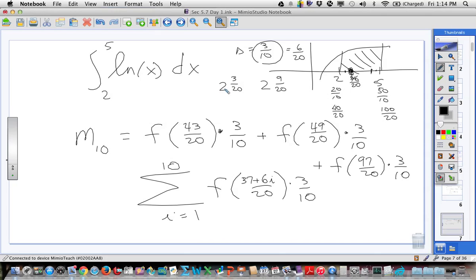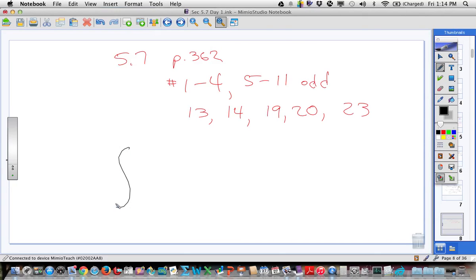Our main objective here is starting with an integral and writing its equivalent sigma. Next Monday, we'll go the reverse. We'll start with the sigma and say what integral generated that. So here's the homework in the book. 1 through 4, just a few simple sigma expansions. 5 through 11 odd is some summation formula ones. Some of those I don't think you need the formulas. I think you can just expand them. They're small enough.